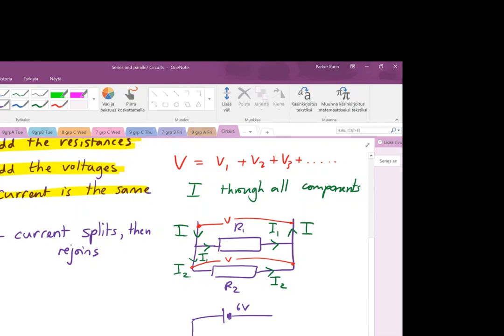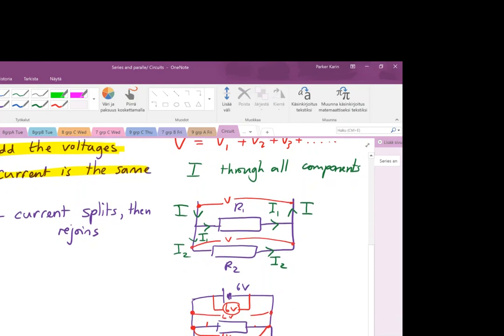Let's say you've got one resistor here, another resistor at the bottom. 6 volts. Now a voltmeter: 6 volts from here to here as well, it's the same. 6 volts from here to here, it's the same. 6 volts across this resistor, 6 volts across that resistor.